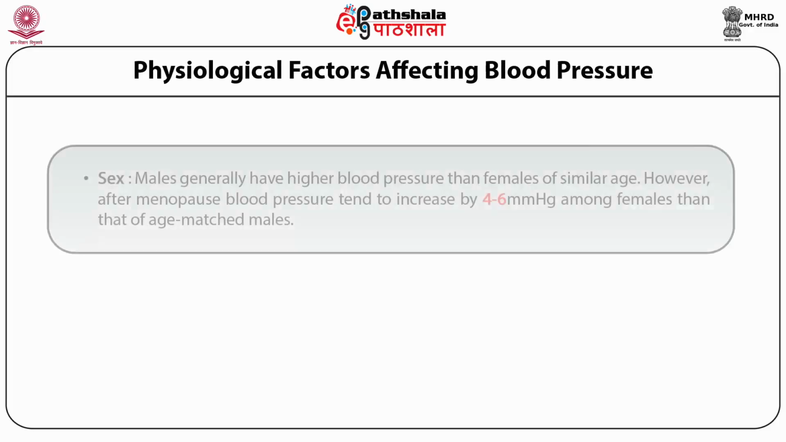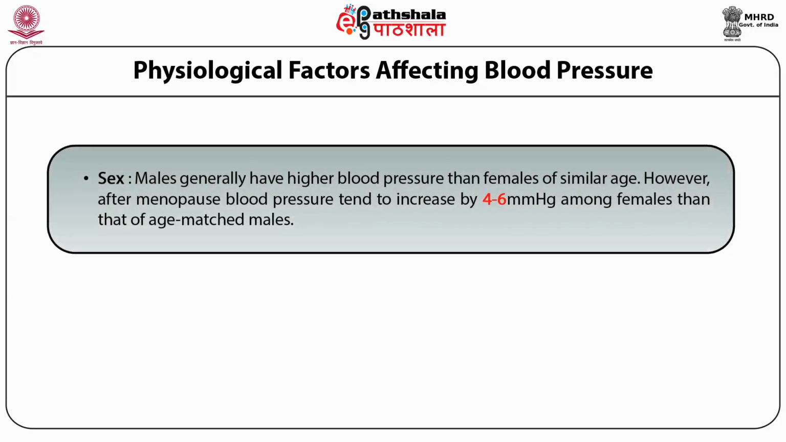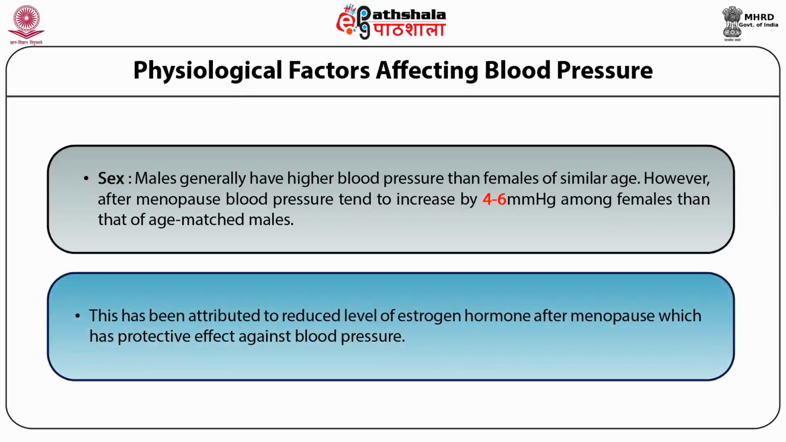Now let's see the influence of gender on our blood pressure. Males generally have higher blood pressure than females of similar age. However, after menopause, the blood pressure tends to increase by 4 to 6 mmHg among females compared to their age-matched males. This could be attributed to the reduced level of the hormone estrogen after menopause, which has a protective effect against high blood pressure.